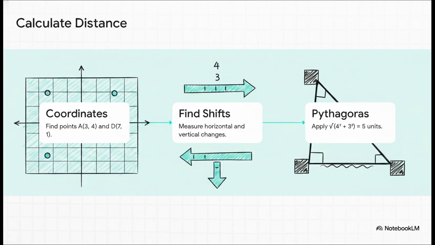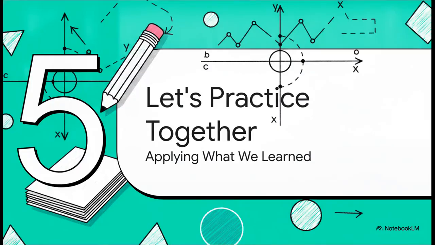Step 3. Apply the Pythagoras formula. The distance squared equals 4 squared plus 3 squared. That's 16 plus 9, which is 25. Take the square root of 25, and we get exactly 5 units. Boom! You just calculated an exact diagonal distance using coordinates. Let's practice together, applying what we've learned.